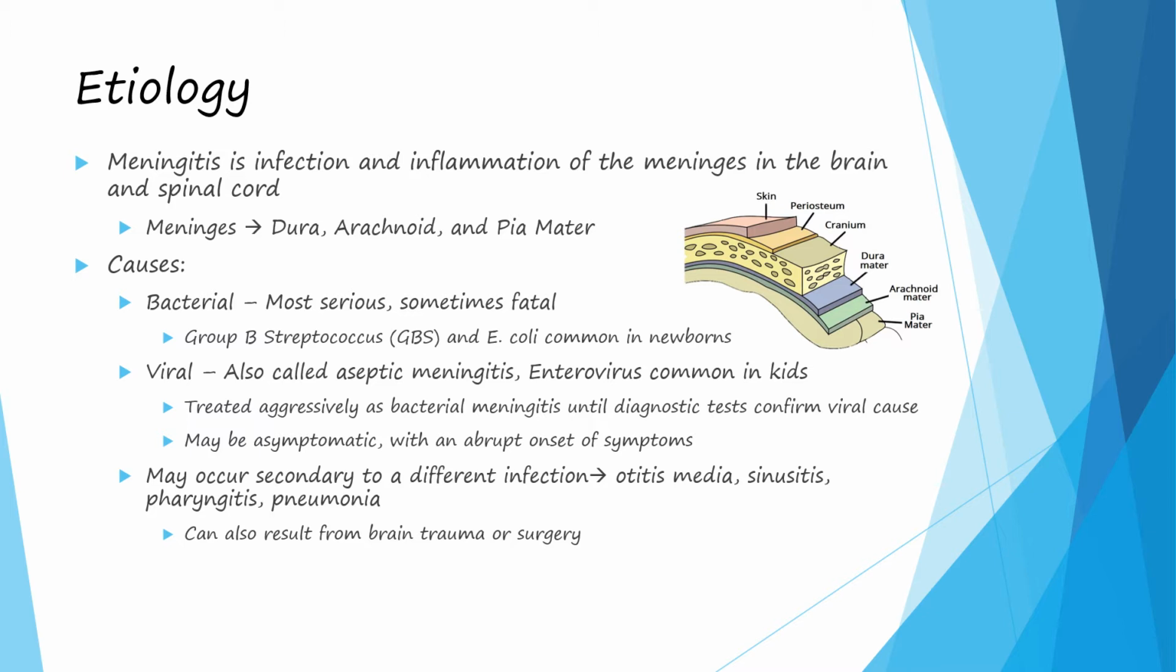Meningitis can also occur secondary to a different infection, like an ear infection, sinus infection, throat infection, or pneumonia. It can also be a result from brain trauma or surgery, only because anything that is close to the brain or possibly introduces bacteria into the brain can cause an infection. Bacterial causes of meningitis are the most common in infants, so we will mostly focus on that aspect of meningitis for this presentation.